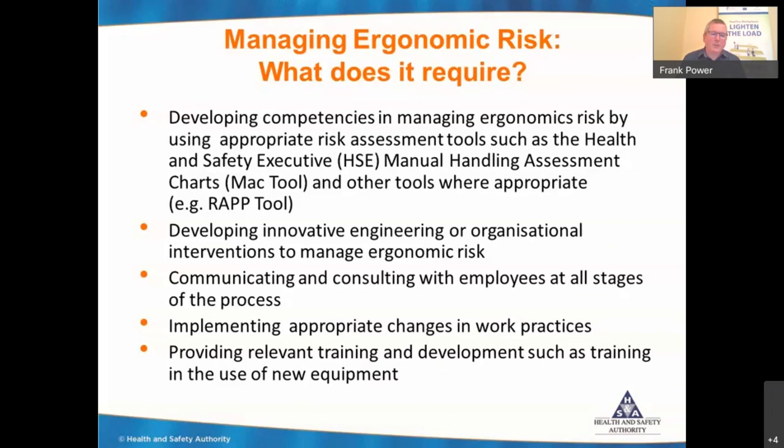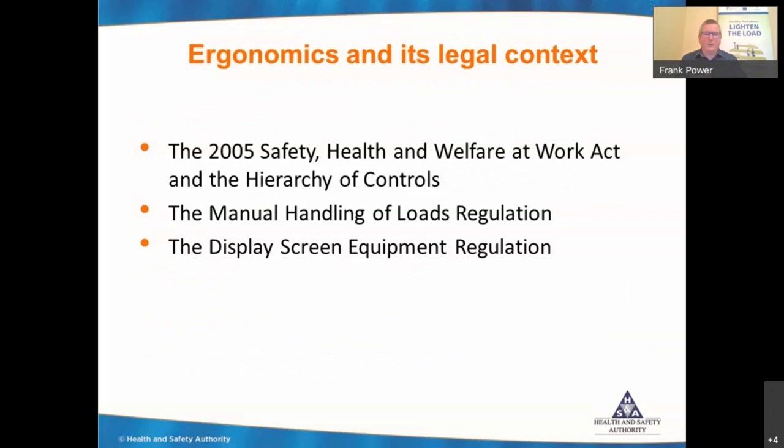So ergonomic risk management is also about developing innovative engineering or organizational interventions, consulting with staff, communicating with staff, which is a critical aspect, implementing appropriate measures and providing relevant training and development, such as training in the use of new equipment, or even training in the development of a new SOP or method statement in terms of what improvements are put in place.